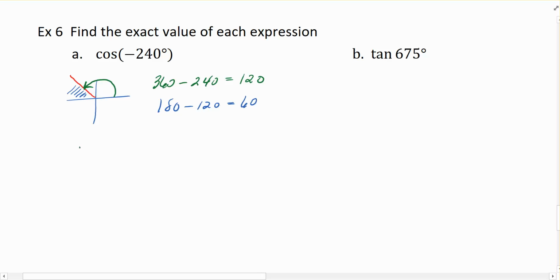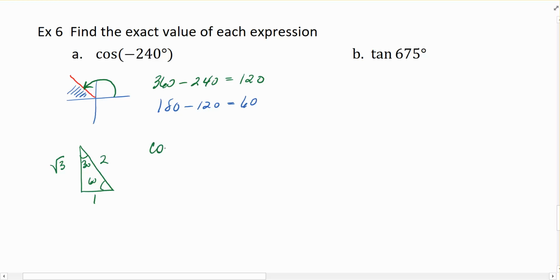If I were to sketch my 30-60-90 triangle here, I know that the number 1 goes across from the small side of 30. I know that 2 is the hypotenuse, and that leaves me with the square root of 3 falling across from 60 degrees. So what this question is asking is, if I know what the cosine of 60 is, then that's exactly the same answer as the cosine of negative 240. So let's figure that out.